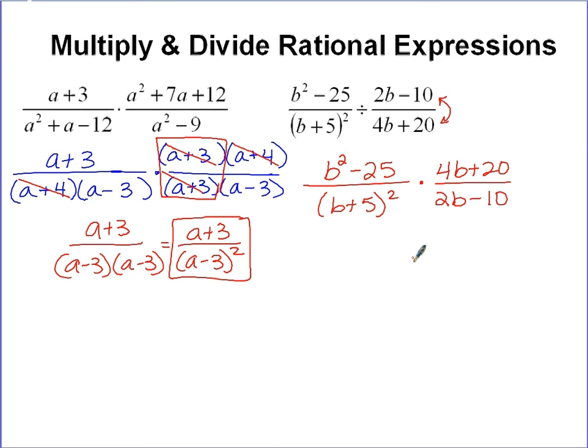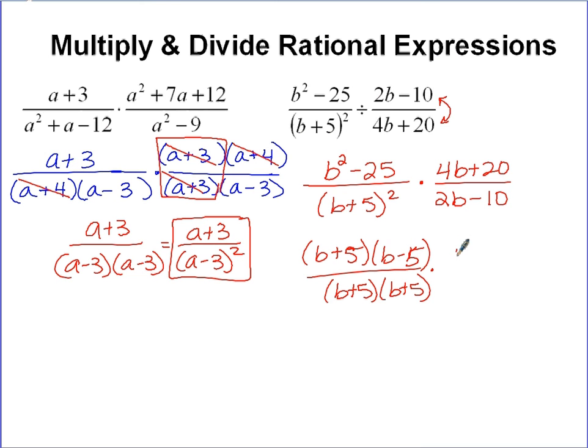Now that I have it changed into a multiplication problem, I'm going to go ahead and factor this. The b squared minus 25 is the difference of 2 squares. So that factors to b plus 5 times b minus 5. B plus 5 squared is already factored. I might write it like b plus 5 times b plus 5 instead, just so I can reduce it a little easier.